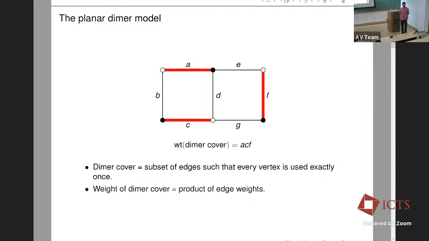Are there other questions? Okay, so once you have a dimer cover, because we have weights on the edges, we can associate a weight to the dimer cover in sort of the standard way. You assign the weight of the dimer cover to be the product of weights of all edges that appear in it.